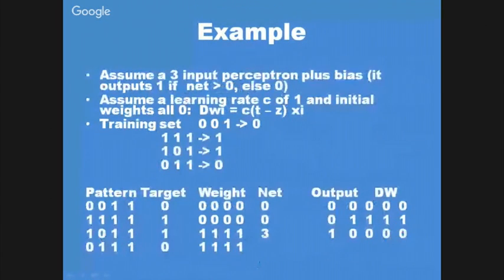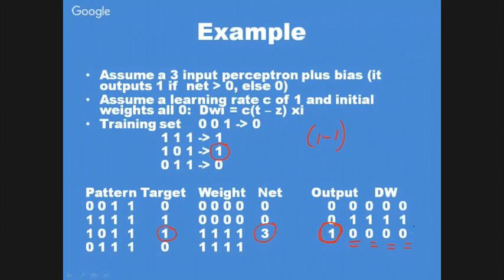Now next, what will be the net? Again we will do the multiplication and summation. We will get net equal to 3. If net is equal to 3, that means greater than 0, so the output will be equal to 1. Here in this case the target is 1 and the output is also 1. For the third case, target is 1 and output is 1. Again T minus Z will be 1 minus 1, which gives 0. So every term, delta W1, delta W2, delta W3, delta W4, is equal to 0.